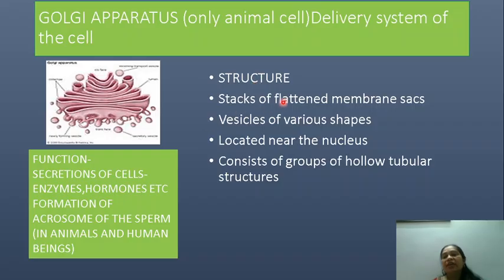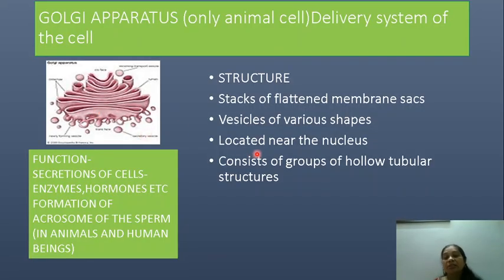Structure: stacks of flattened membrane sacs. You can see here they are like membrane sacs. They are membranous sacs and they are stacked in line, one above the other. Now, vesicles of various shapes. You can see they can be of various shapes. There is no fixed shape to it. Vesicles means they are structures of various shapes.